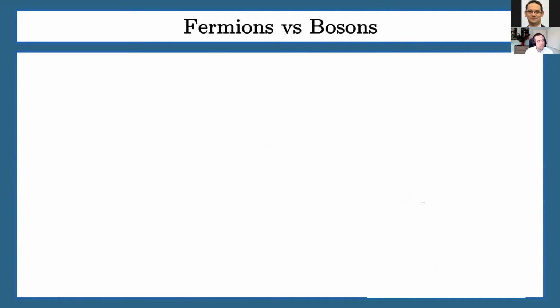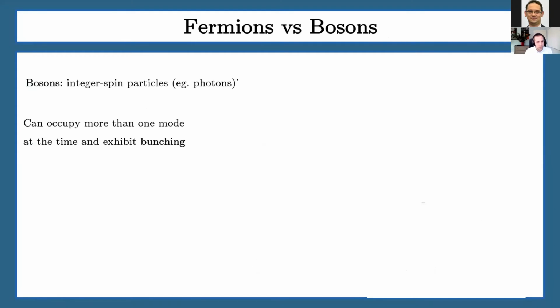And yeah, the last slide for explanations of fermions and bosons. So bosons are fundamental particles that have integer spin, and for example, photons are bosons, and they can occupy more than one mode at the same time, and importantly, they exhibit bunching. So what is bunching? It's a funny physical phenomenon.